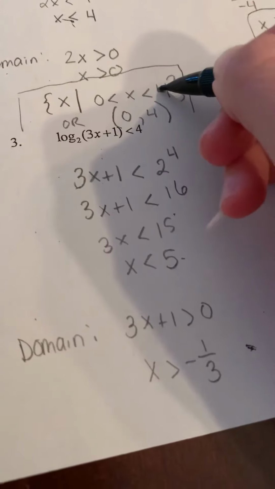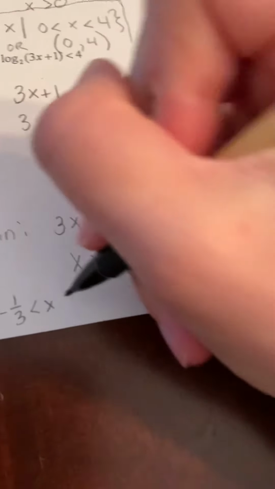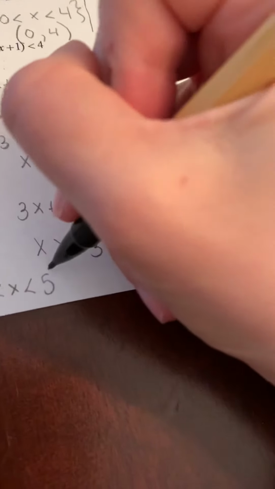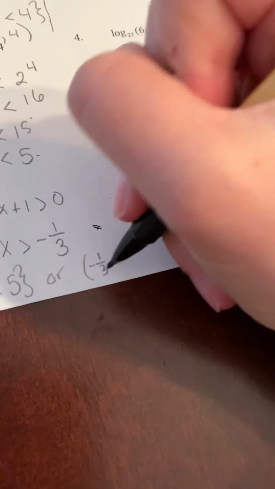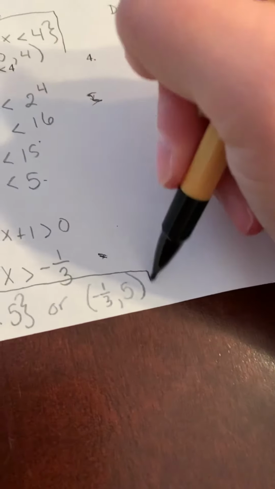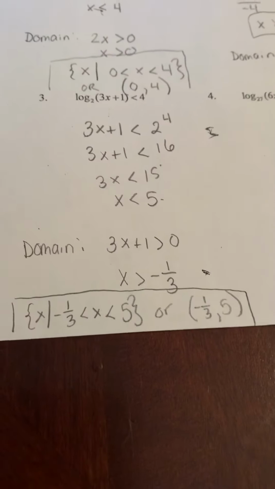So again, we can write it in our set notation like this, or we can write it in interval notation. It's a little challenging to do this with one hand, but there you go. Either one would be correct.